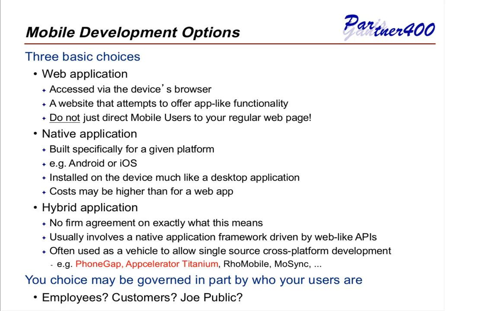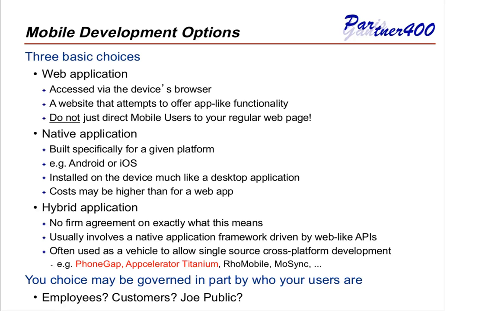A native application. This is built specifically for the platform, and this is one of the downsides. You have to build for Android or iOS if you're going to have a 100% true native application. And it's installed on the device much like a desktop application. Generally speaking, the development costs are going to be higher than for a web app, and you're going to have variances for the different devices. Either that, or of course you choose that you're only going to support iOS or you're only going to support Android. Of course, even if you decide to only support Android, you've got to determine which versions of Android you're going to support, but that's a conversation for another day.